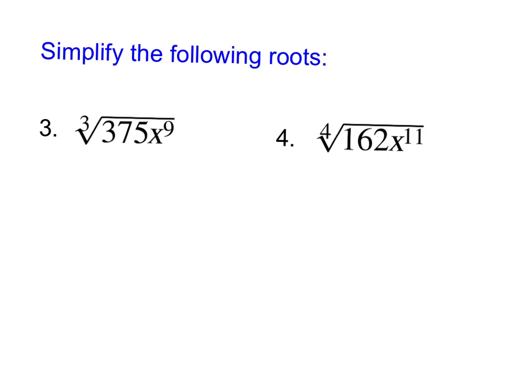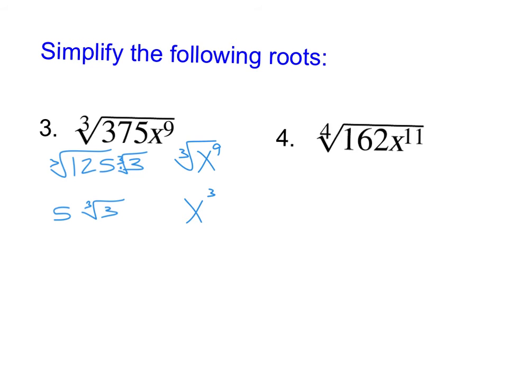All right, so 375 is 125 times 3. And then the cubed root of x to the 9th, now that divides nicely, right? 3 goes into 9 3 times. So there's no root left over for the x's. The cubed root of 125 is 5. The cubed root of 3. Smush those together. 5x cubed, the cubed root of 3.